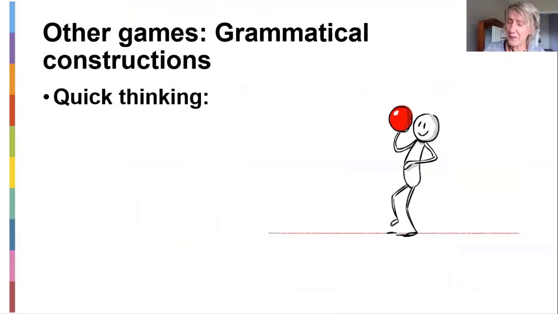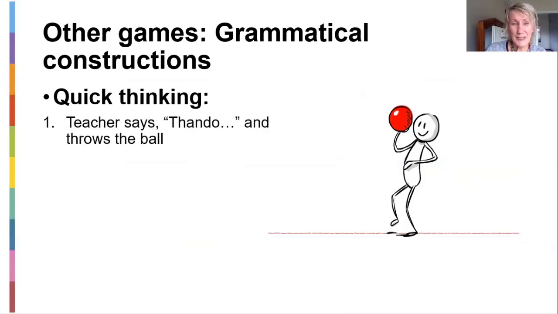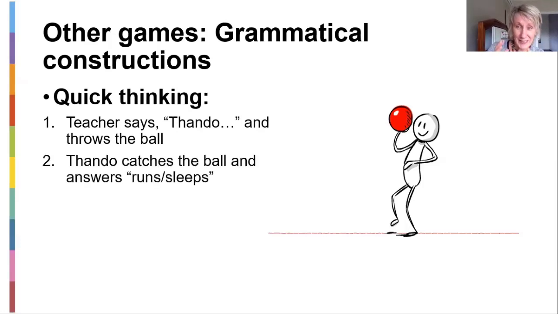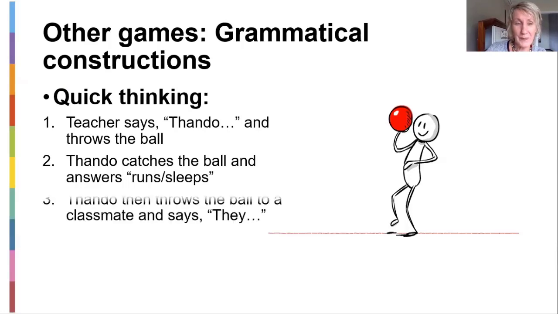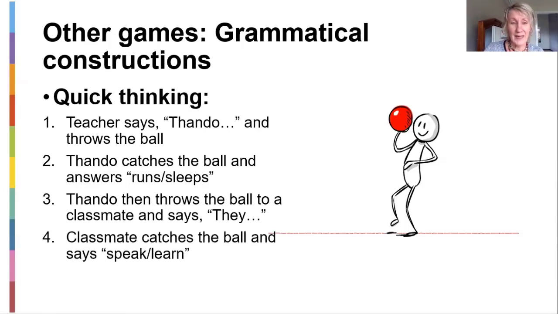This is also something maybe for the grade 8s. It's called quick thinking, grammatical structures with a ball. Teacher throws a ball and says, Tando, and throws the ball. Tando catches it, and he has to answer. Tando runs, Tando sleeps, Tando eats. I mean, with a verb. Then Tando will throw it to his classmate, and he'll use pronouns like they. He throws a ball, and he must use the right concord with that. They speak, they learn, they swim, whatever it is.